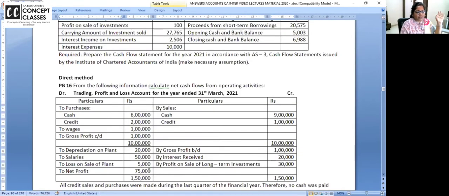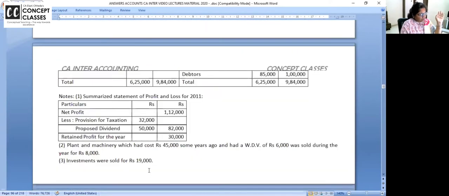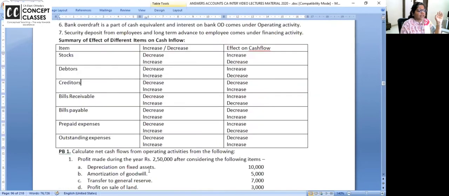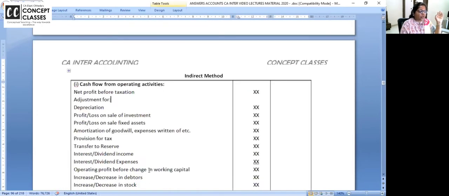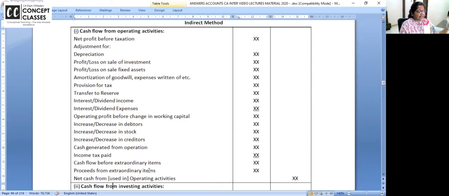Let me come to the concept, and when we solve one problem, concept-gripping problem only I'm doing, it will be clear. Now you look at the format of operating activities. Please check it with me. Do you understand? Net profit add depreciation. Why? Because it is non-cash. Loss on sale of investment and all, add; profit is there, deduct. Amortization of goodwill debited, add back because it's a non-cash expense. Provision for taxation, add back.